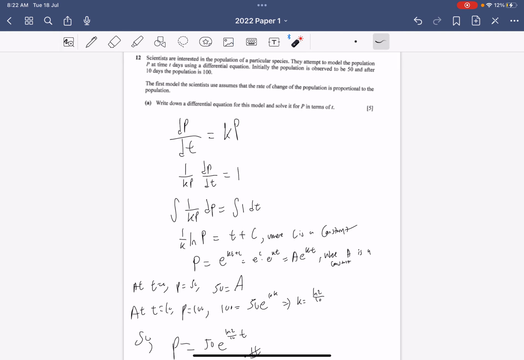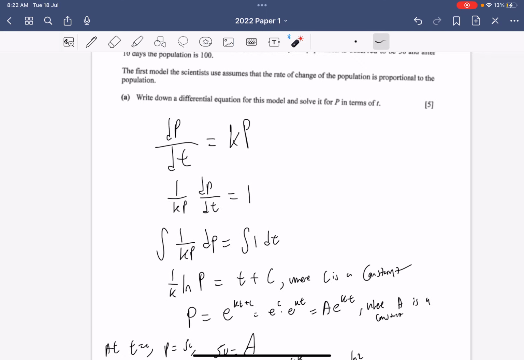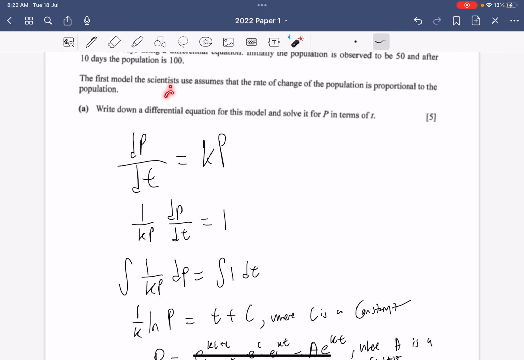And for the last question in the paper, they are testing you on whether you can do differential equations. And so for differential equations, what you need to take note of is to read the question carefully and put in every piece of information that the question gives you. So first, they tell you that the model assumes that the rate of change is proportional to the population.